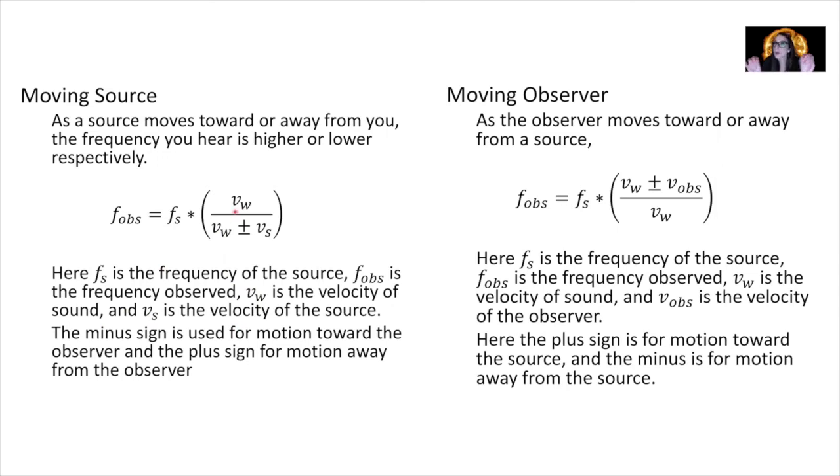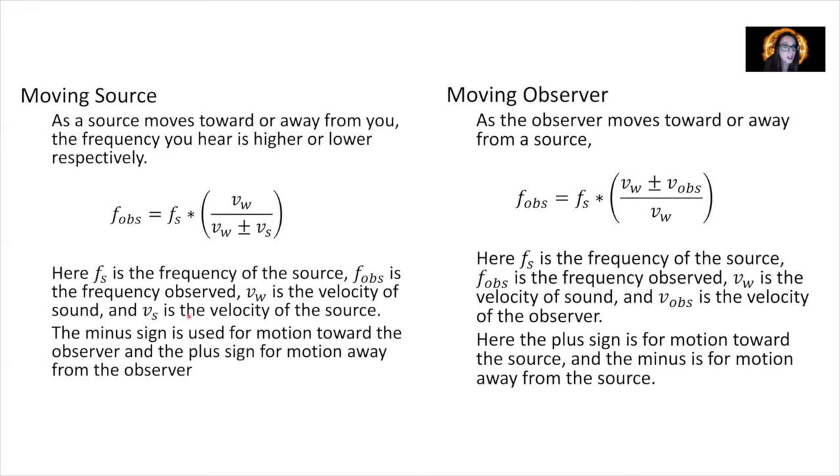So we said that when an object moves toward us, we experience an increased frequency. How do you get an increased frequency? You get an increased frequency when this bottom number in this fraction is smaller, okay? The top number relatively is bigger, the bottom number is smaller to have an increased frequency.